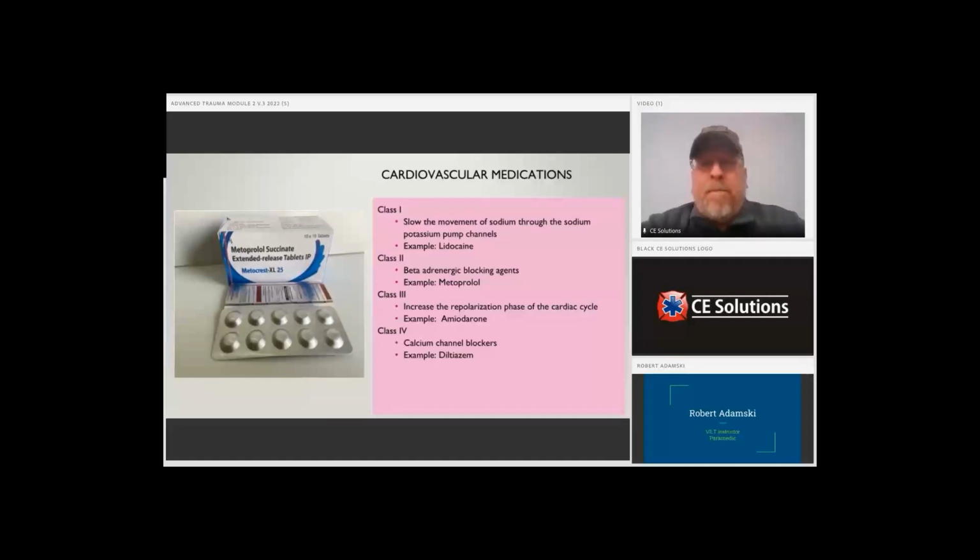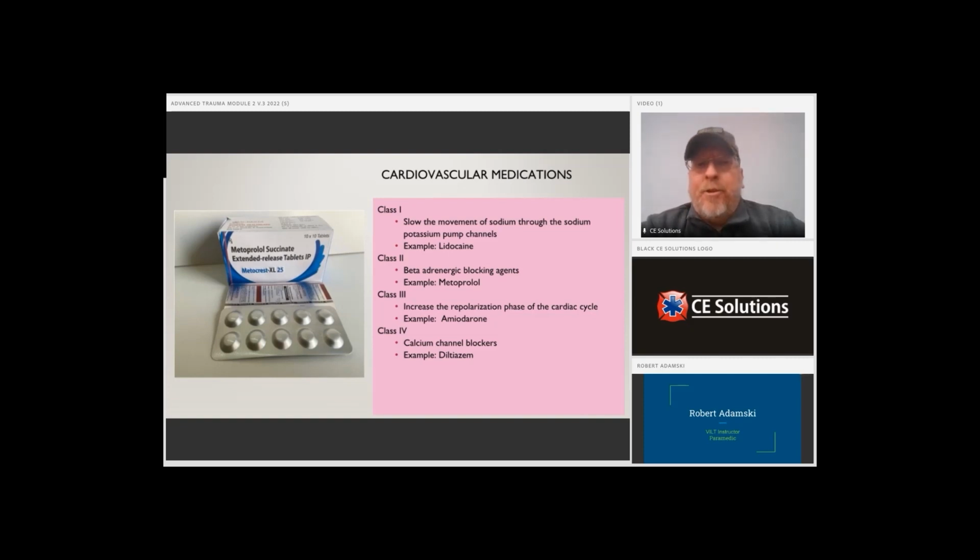Cardiovascular medications are drugs that are going to affect the circulatory system and or the functionality of the heart, its various pumping mechanisms, and or the heart rate and heart rhythm. Now there are 4 categories. We have class 1 drugs that typically act as antiarrhythmics, such as lidocaine. The way those drugs work is that they affect or slow the movement of sodium through the sodium-potassium pump channels.